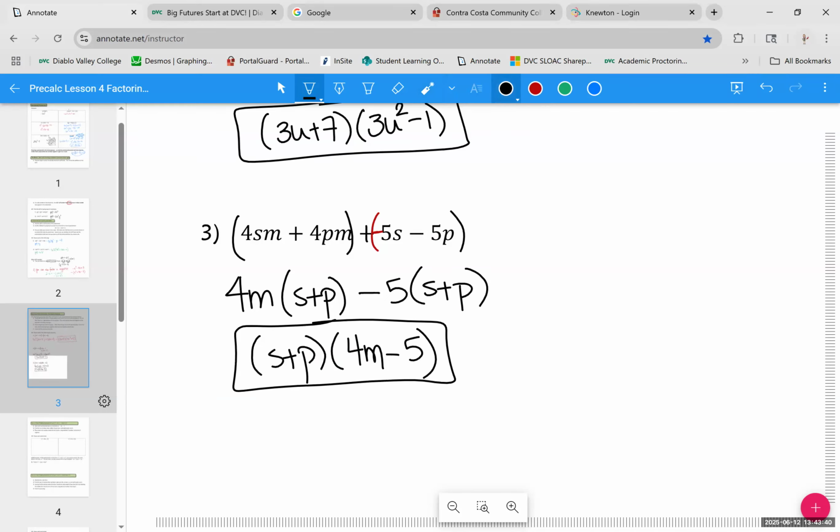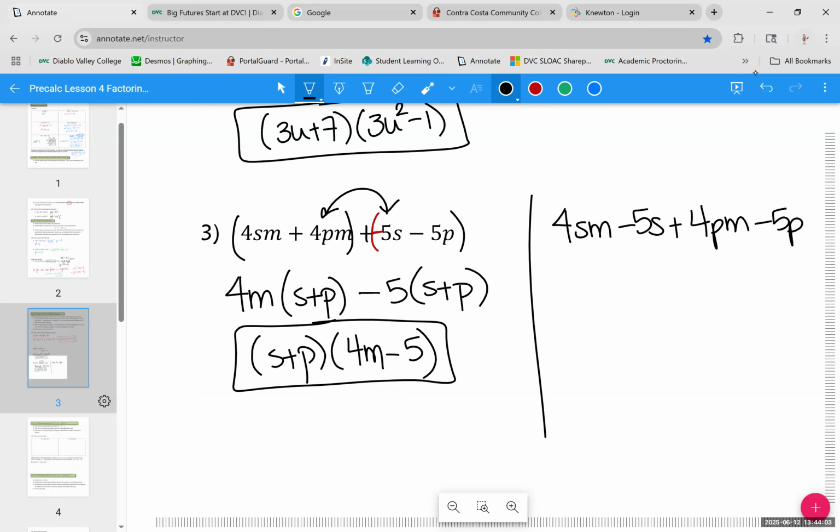One thing I also just wanted to show you, it is an option if you wanted to change the order of the terms. So another thing you could have done, and it doesn't work in every one if there's too many negative terms, is let's say I just swap the order here. So I made this minus 5s here, and then plus 4pm there, and minus 5p here. Then I don't have that third term being negative, and when I factor out the common things, oops, too many p's, not enough m's.